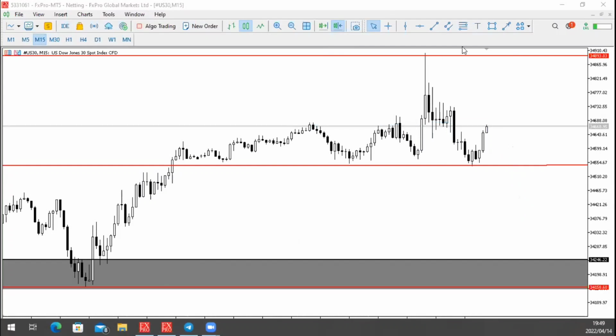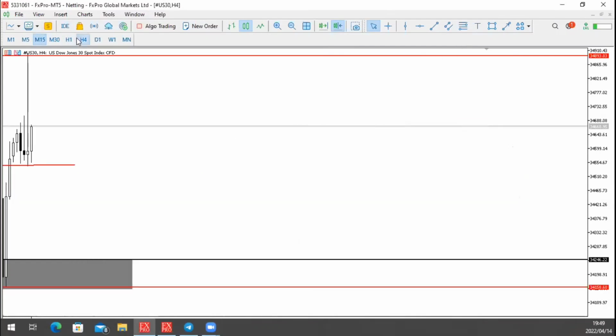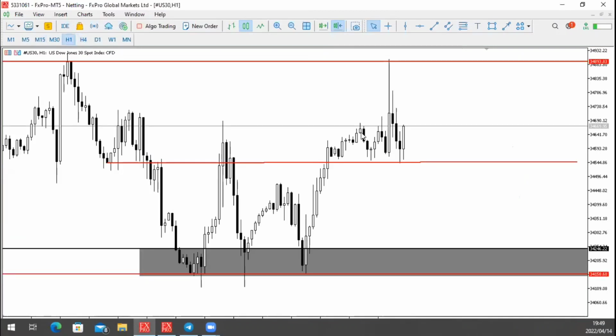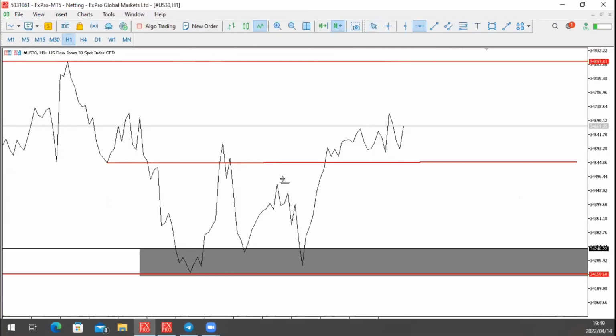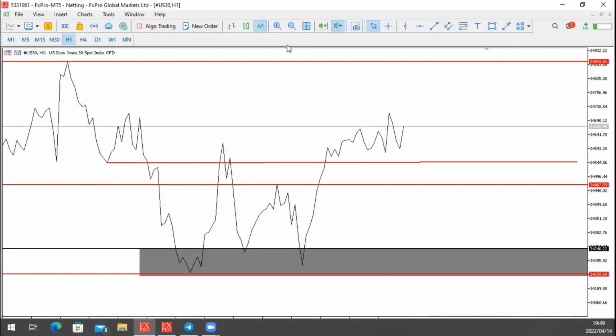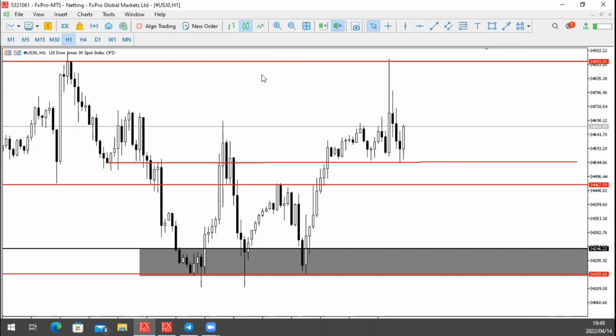If I can go to H1, you can see that there's an area that needs to be tested. These are levels that need to be tested. So I wanted USDT to come, push down, come into this area before it continues up the uptrend. But I'm still going to monitor it and see what is going to happen. But I want USDT to come down to this area before it's going to push up.